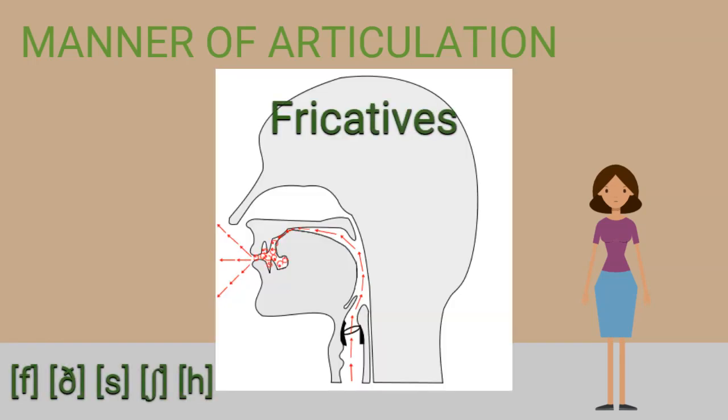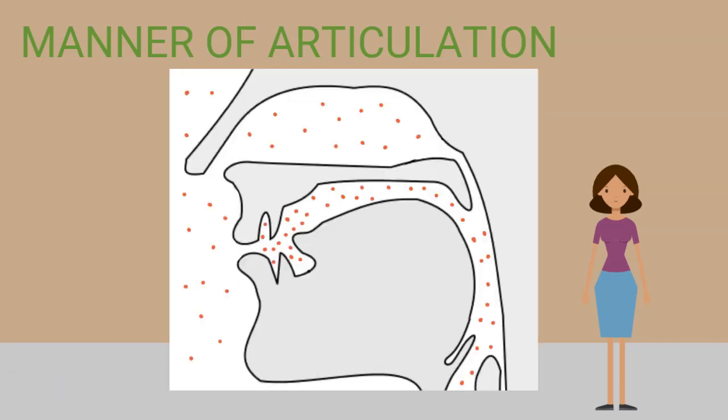The second manner is fricatives. A fricative is made by partially blocking the air in the vocal tract and then releasing it gradually, like the sounds f, v, th, th, s, z, zh, h. So you can hear the hissing sounds because the air is partially blocked and gradually released.